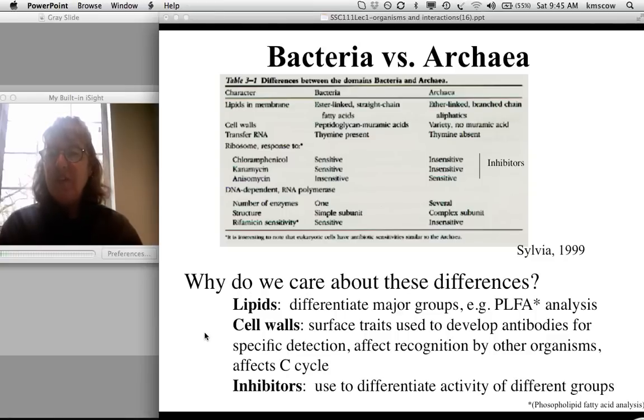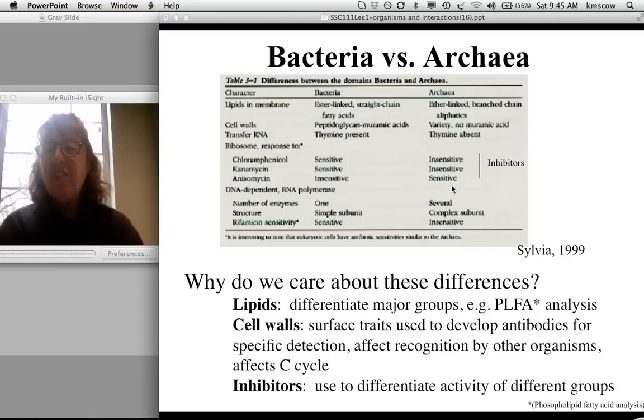Also, the cell wall differences are important. We used to develop antibodies to differentiate organisms, though I don't think we really do that anymore. And I already talked about how that cell wall difference can affect the carbon cycle. So that's very important in the difference between archaea and bacteria.